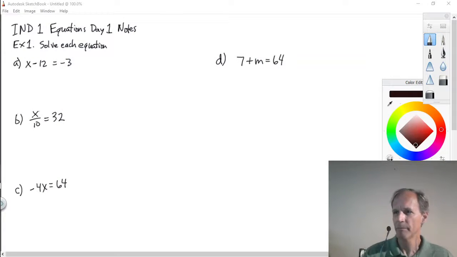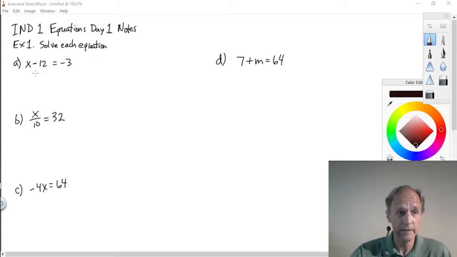So here we go. Let's look at these problems, and let's dive right in. So we have x minus 12 equals negative 3. So how do you do this kind? You want to get x by itself, right? So we just add 12 to both sides. That will get rid of the negative 12. Okay, so I'm going to write that in red.